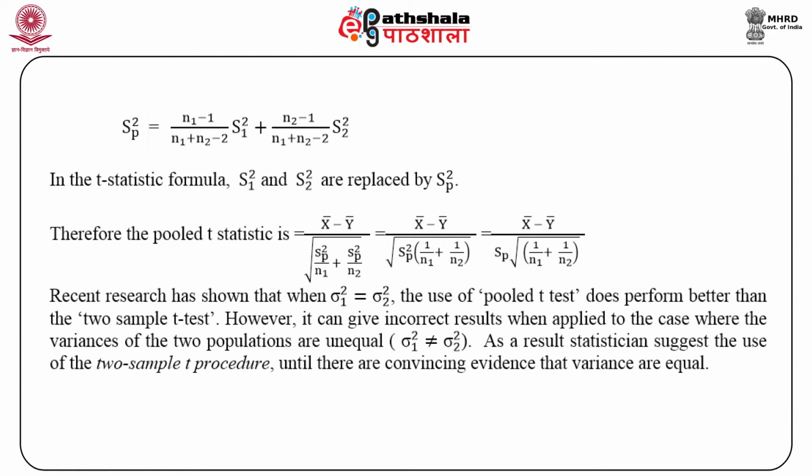Recent research has shown that when σ1² is equal to σ2², the pooled t test does perform better than the two-sample t test.